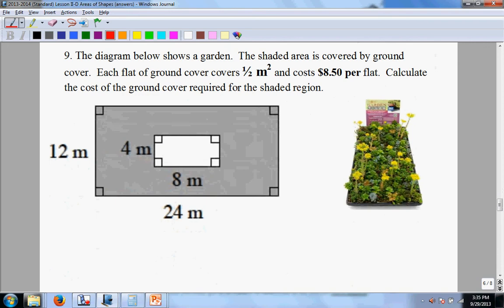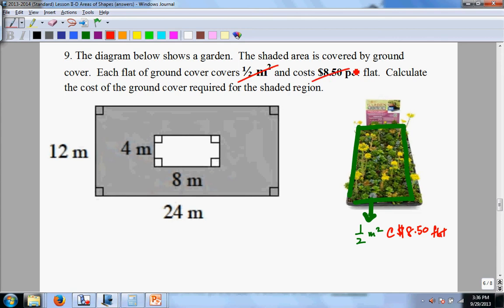It says the diagram below shows a garden. The shaded area is covered by ground cover. Each flat of ground cover covers 1/2 meters squared and costs $8.50 per flat. Calculate the cost of the ground cover. So here we have the ground cover, and this ground cover covers only 1/2 of a meter squared, and it costs $8.50 per flat.